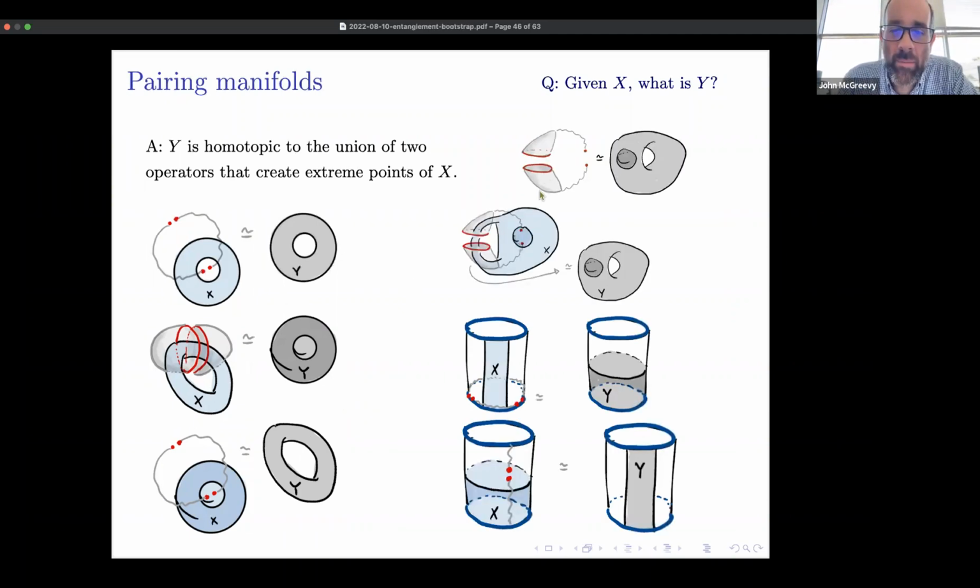A more complicated example is this torus minus the ball. In that case, one excitation is created by this thing, which is a half membrane, half string. Two of them together has the same topology as the torus minus the ball again. And so the torus minus the ball is paired with itself. Okay, so that's the idea of given X, what is Y?